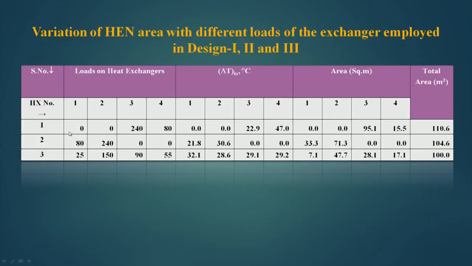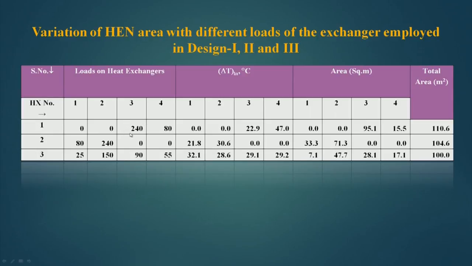Now, in design 1, heat exchanger 1 and heat exchanger 2 are nil, they are not there. Heat exchanger 3 is there, which has a capacity of 240 kilowatt. And the second heat exchanger, which is called heat exchanger 4, has got 80 kilowatt capacity. Obviously, 1 and 2 are not there. So, there will be no delta T ln, log mean temperature difference, for that; this is 0, 0.